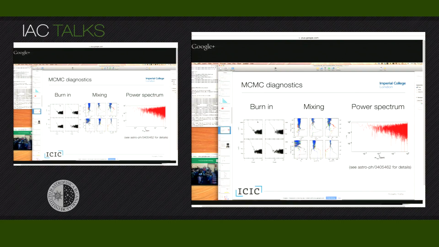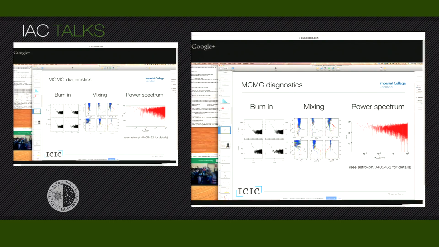So burn-in is simple. Mixing refers to the case where you have multiple chains, which is usually a good idea, starting from different regions of parameter space, and you want to see them converge to sample from the same region of parameter space. And so that means that, despite the fact that they've started from different corners of the parameter space, they've all found the same peak of the posterior density.